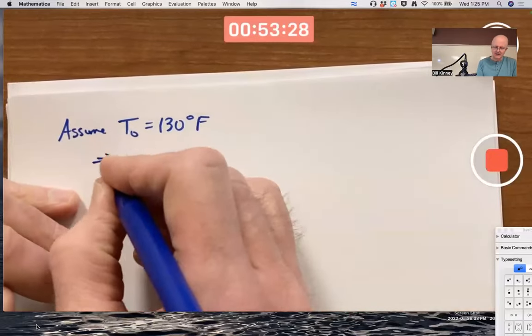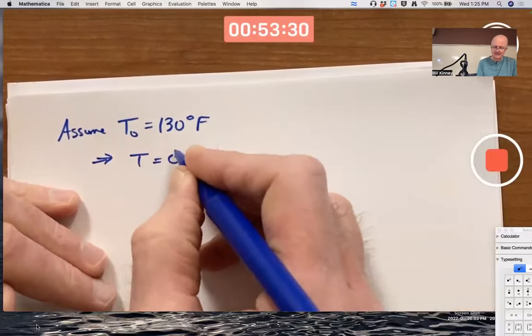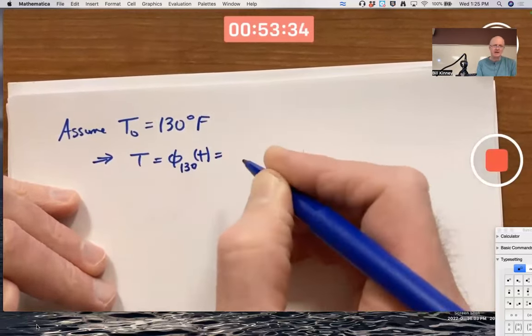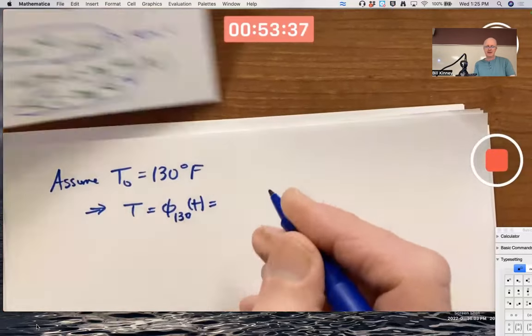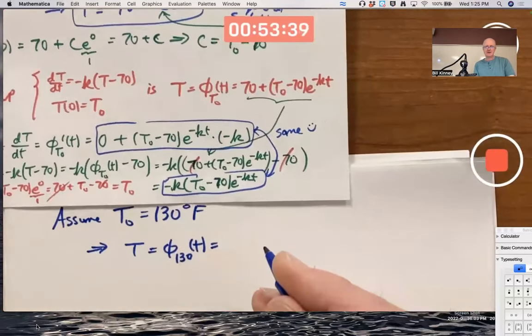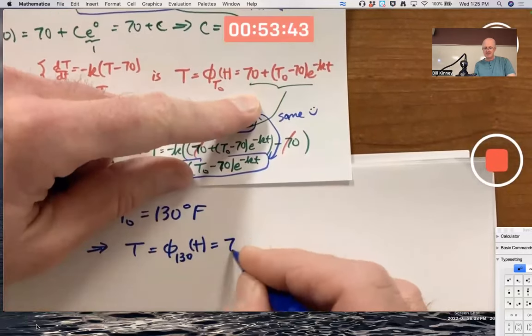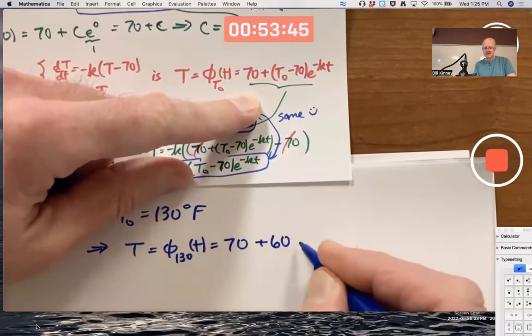Then your solution, if that is the case, is phi sub 130 of t. I'm replacing t naught with 130. And if I do that, in this formula, I get 130 minus 70 is 60. So I get 70 plus 60 e to the negative kt.